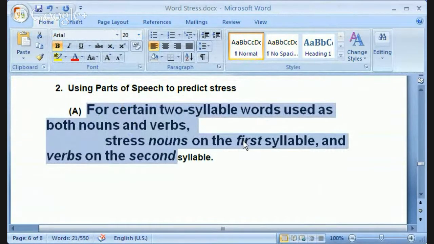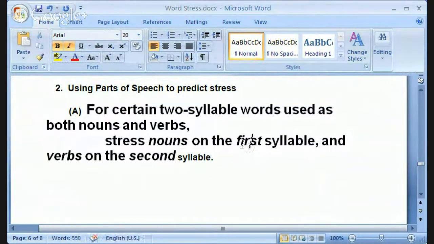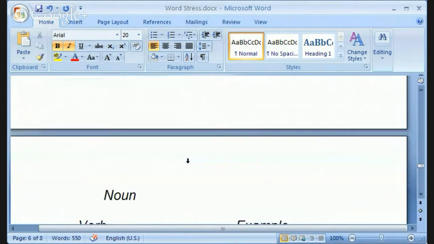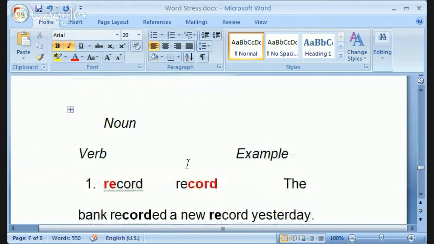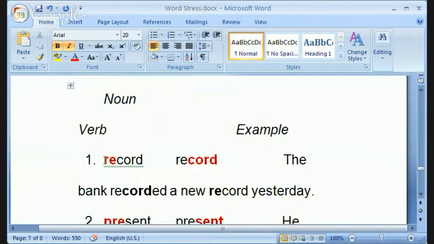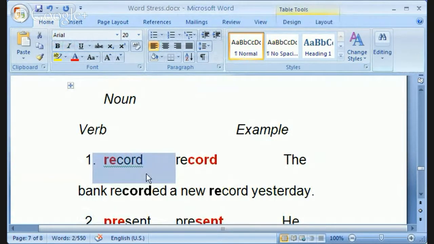Nouns, generally, again, this is a guideline, not a rule. Nouns, you'll have the stress on the first syllable, and verbs, in general, again, 98% of the time, the stress will be on the second syllable. For example, the verb will be record. The noun, on the other hand, is record.